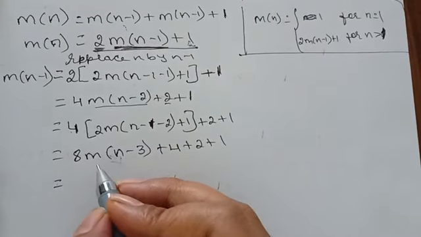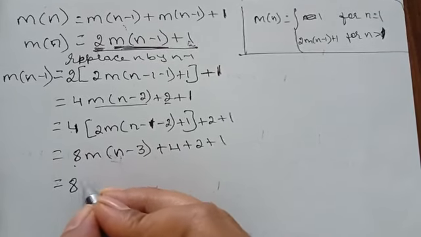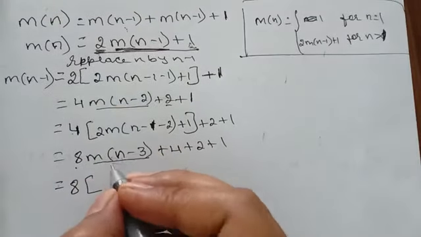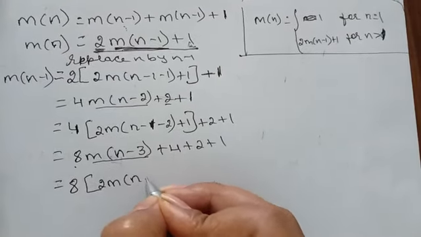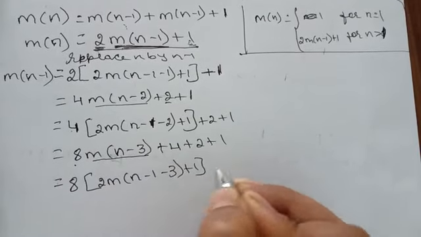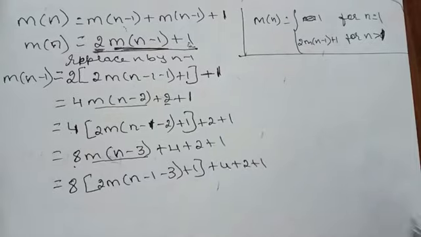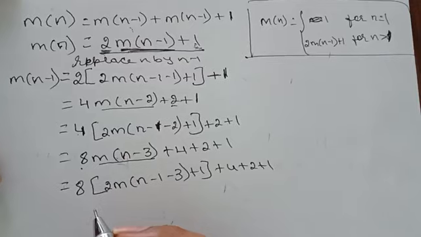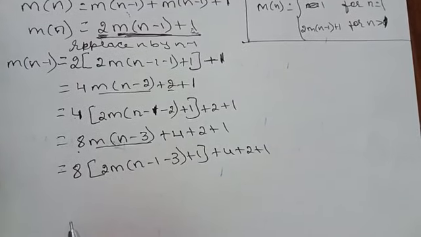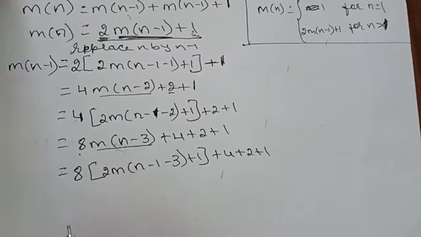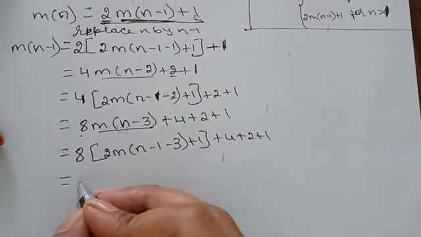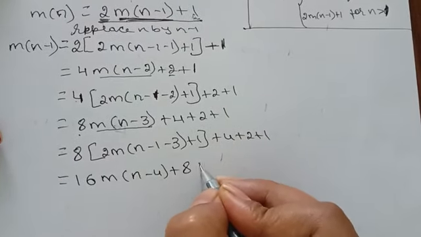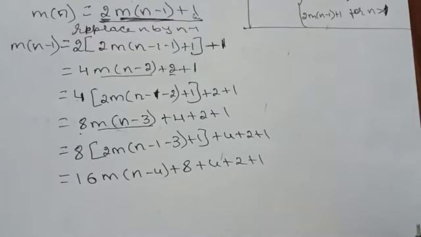Next, 8 is constant. I'll keep as it is. In place of m of n minus 3, I'll replace the entire thing: 2 into m of n minus 1 minus 3 plus 1 plus 4 plus 2 plus 1. These are constants. I'll keep as it is. This will become 8 2s are 16, m of n minus 4 plus 8 plus 4 plus 2 plus 1.